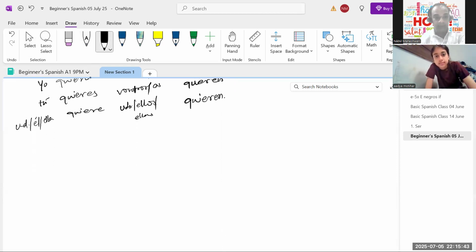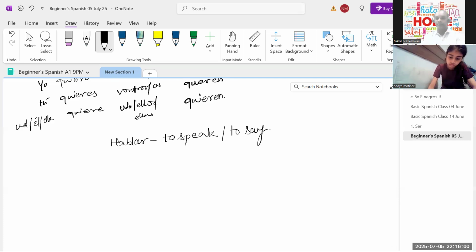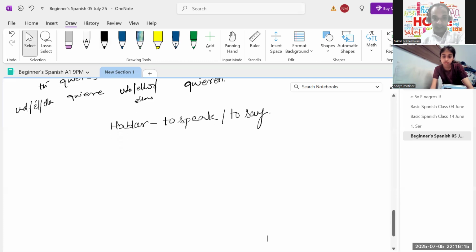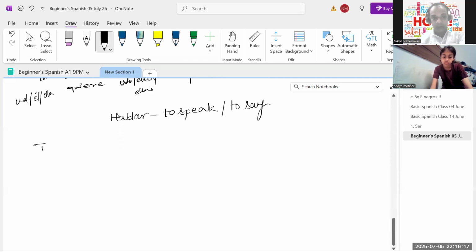Now let's come to another word. Today I'm going to tell you another verb. You can take a note. The verb is hablar, which means to speak or to say. Before we conjugate this verb, I want to tell you something else about verbs. In Spanish, we have three types of verbs.